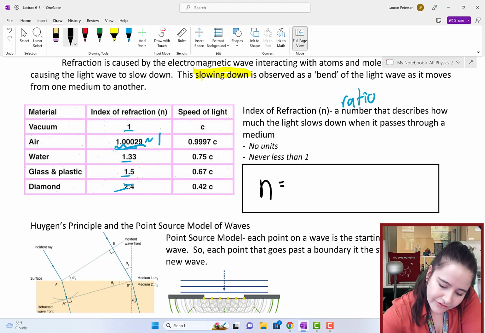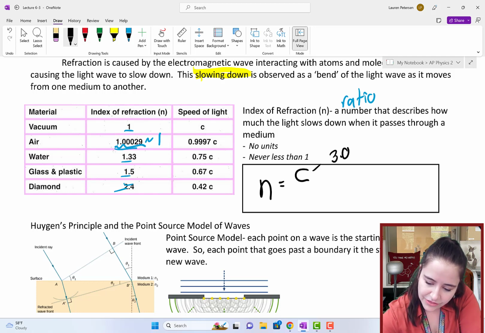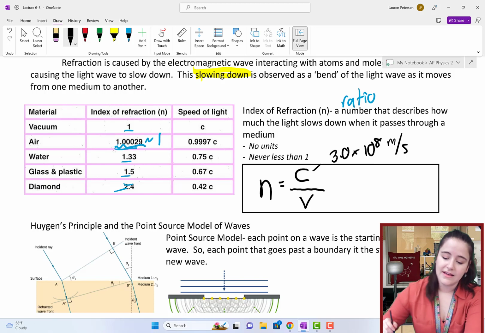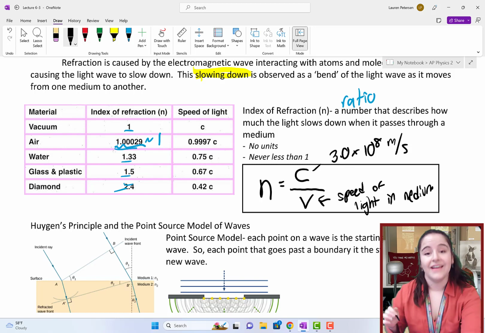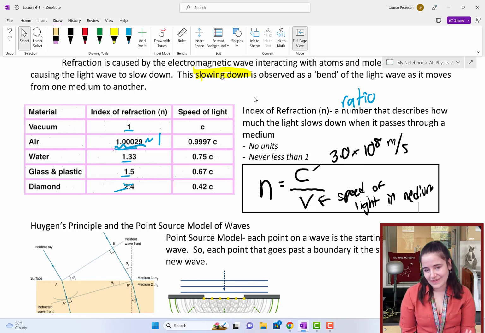So the index of refraction is defined as n = c/v, where c is the speed of light, which is 3.0 times 10 to the 8th meters per second, divided by v, the speed of the light in that medium. And since we know this v at the bottom is never going to be faster than the speed of light, n is never going to be less than 1.